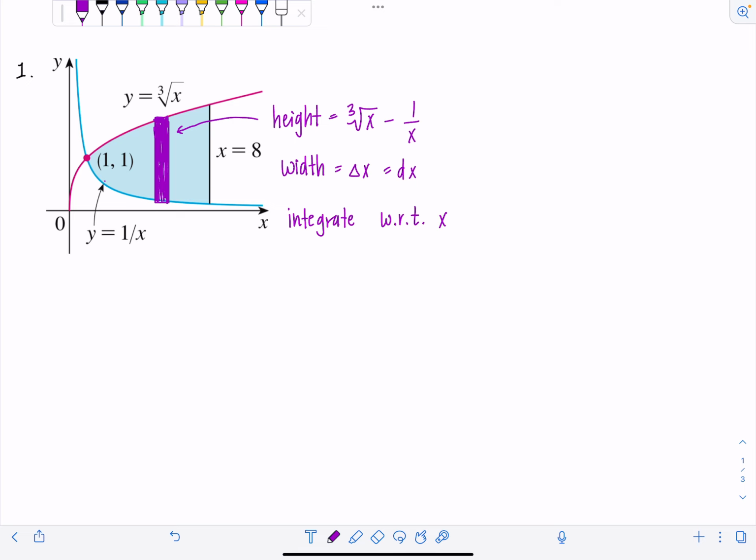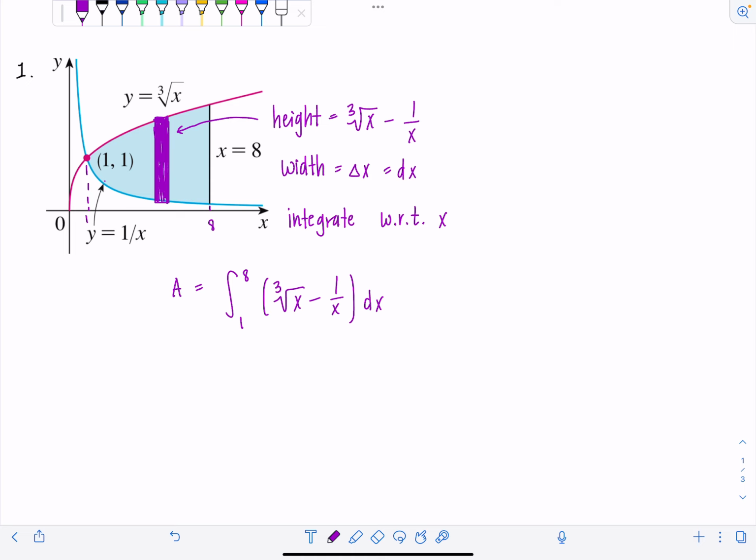And what should the limits of integration be? Well, the region starts at x equals 1 and ends at x equals 8. So those are going to be our limits of integration. So area is going to equal definite integral from 1 to 8. And we're going to have cube root of x minus 1 over x dx. Okay? Good. Now just crank it out.